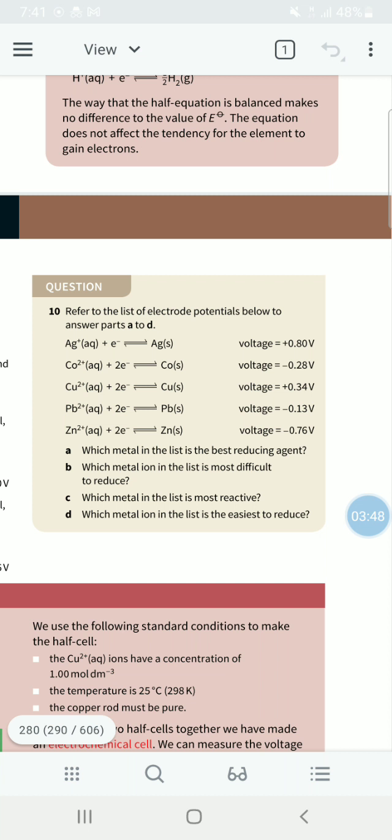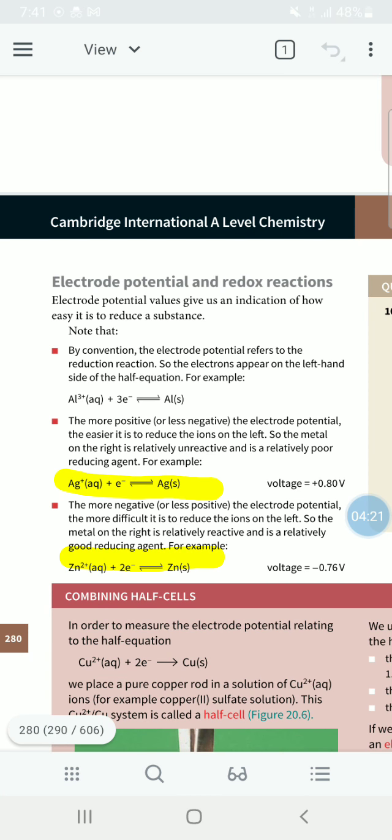Then, which metal ion in the list is the easiest to reduce? That means the metal should be a poor reducing agent, so it has to have the highest or most positive potential. The more positive, the easier it is to reduce the ions into the metal. So that is the silver ion, Ag+, the first equation. That is the answer. I'm sure you have understood these details. These 3 bullet points are very, very important.